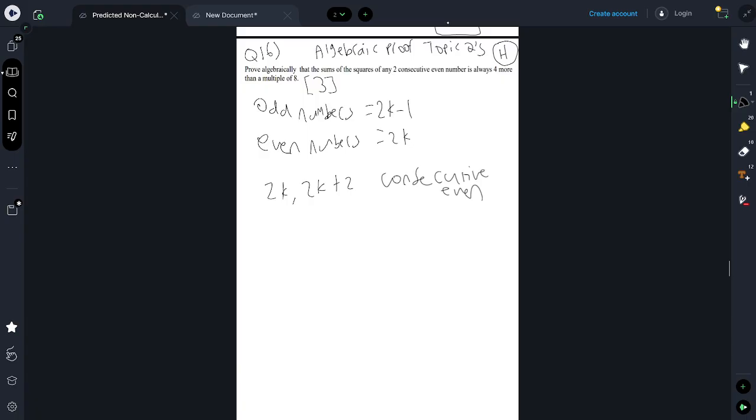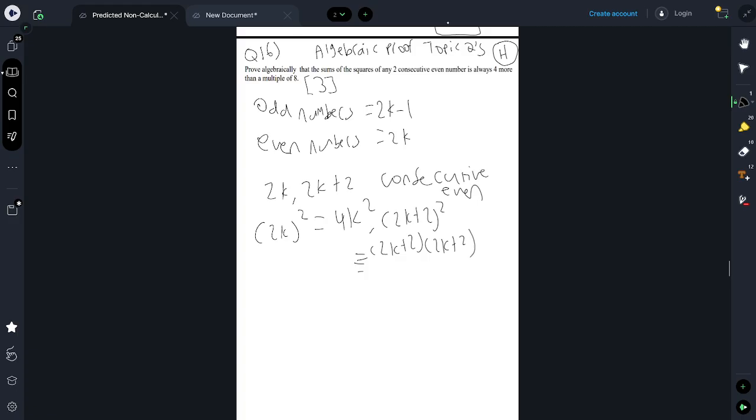Now it's saying for the sums of the squares. So now we need to square them and add them. So 2k squared is going to be 4k squared. And 2k plus 2 squared is going to be harder. Well, you expand the bracket. If you square, that's the same as times it by itself. So it's a bracket repeated, like so. And now you just simply expand it. You can use FOIL or whatever you do.